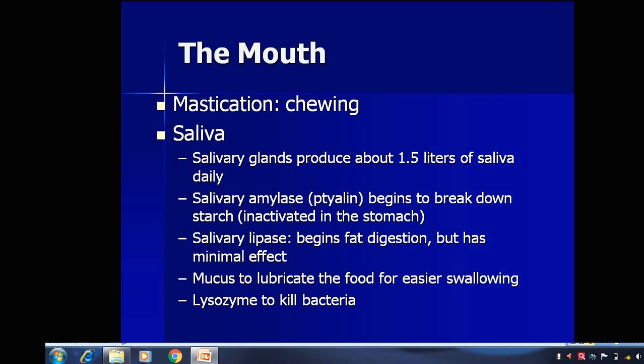The salivary glands produce about 1.5 liters of saliva daily. Salivary amylase begins to break down starch. Salivary lipase begins fat digestion but has minimal effect in the mouth. The mucus lubricates the food for easier swallowing, and the food is swallowed to form a bolus. This bolus afterwards enters the esophagus towards the stomach, where there is temporary storage of the bolus.